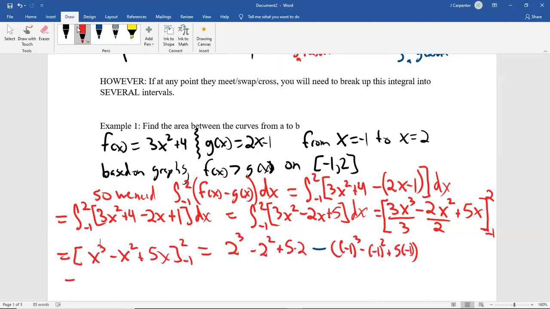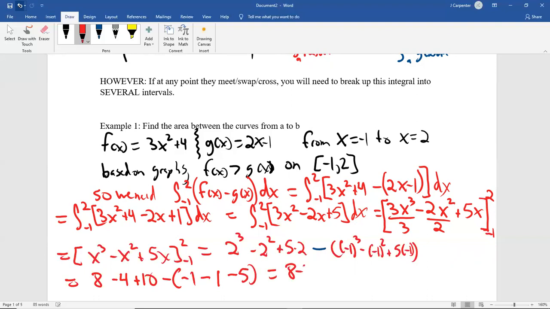Okay, so what do we got? 2 cubed is 8, minus 2 squared is 4. The minus is not part of the squaring, so leave it alone. Plus 5 times 2 is 10. Minus parentheses. -1 cubed is -1. Minus, now that minus I just wrote is this minus symbol right here. -1 squared in parentheses is a +1. It's not +1 though, because again, there was a minus outside of that. Then the plus 5 times -1 makes a -5.